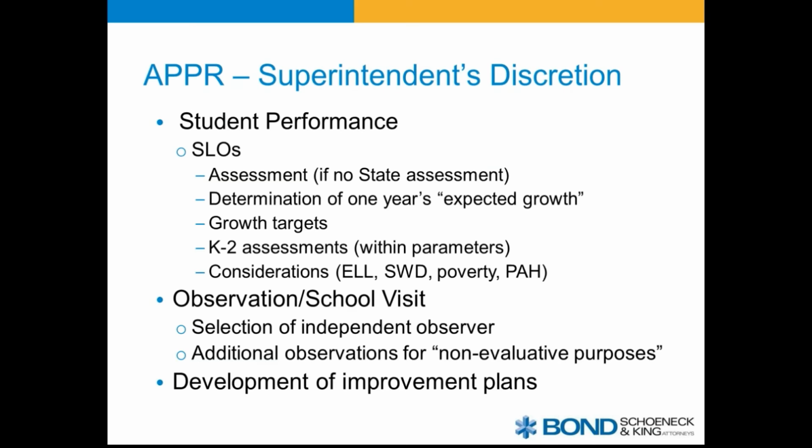The superintendent can also select the independent observers and determine whether any additional observations or walkthroughs are necessary for non-evaluative purposes. For developing and ineffective teachers, a school district must formulate an improvement plan. So the decision of whether to have an improvement plan for developing and ineffective teachers is not so much discretionary, but the content of the improvement plan is within the superintendent's discretion. It should include, but doesn't necessarily have to be limited to, identification of areas of need of improvement, the timeline for achieving improvement, the manner in which improvement will be assessed, and differentiated activities to support improvement.